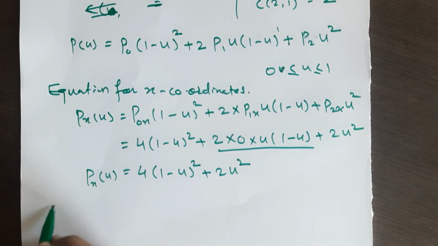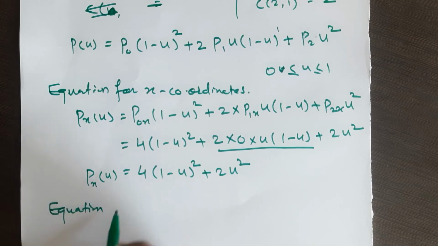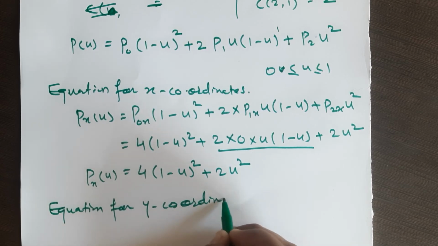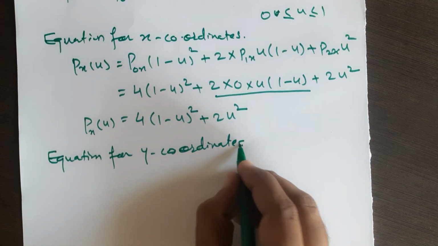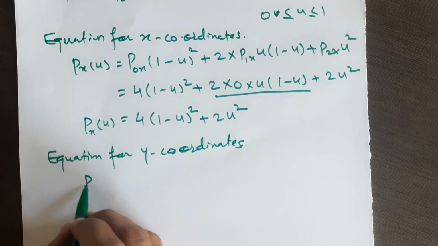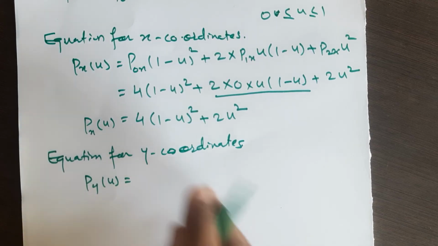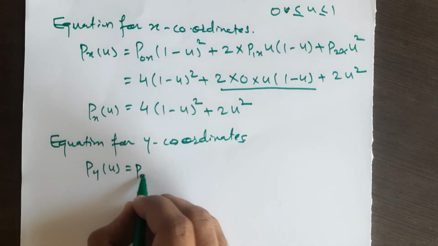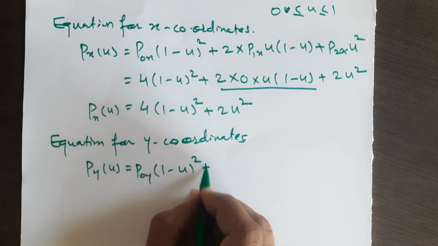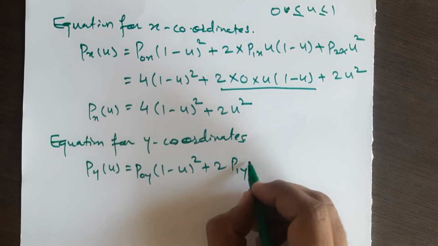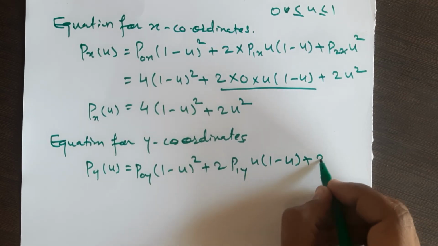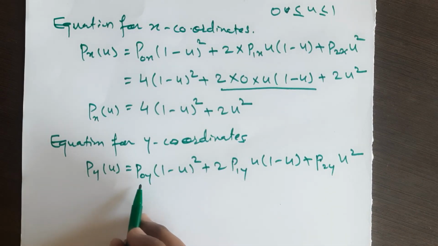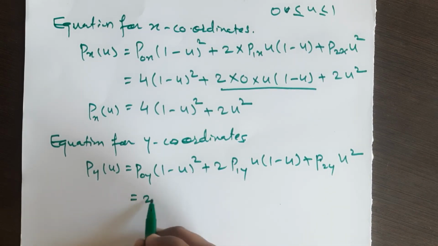Then similarly equation for y coordinate. Okay, equation for y coordinates is Py of u is equal to, now similarly you have to just substitute here, instead of P0x here we will write P0y 1 minus u square plus 2 P1y u 1 minus u plus P2y u square.